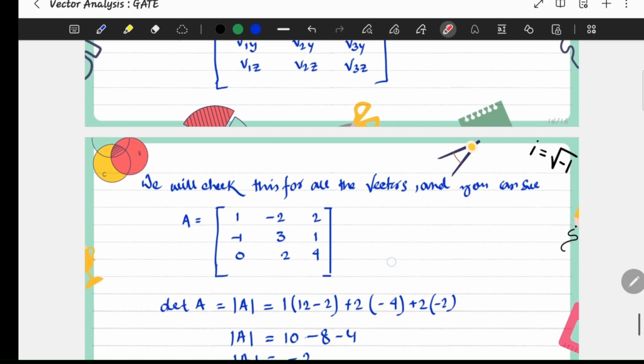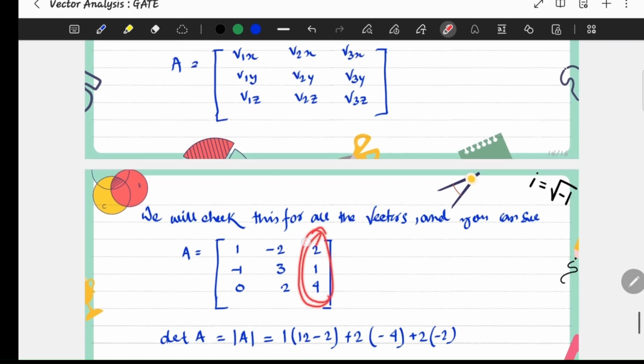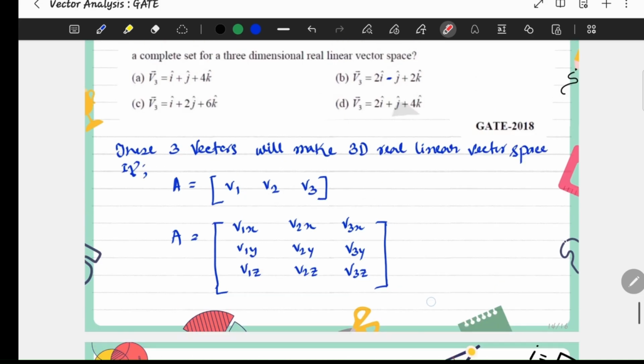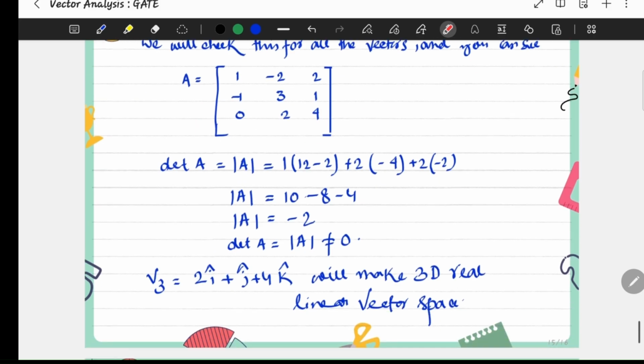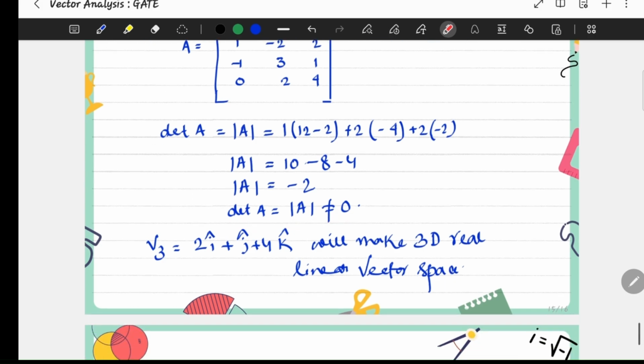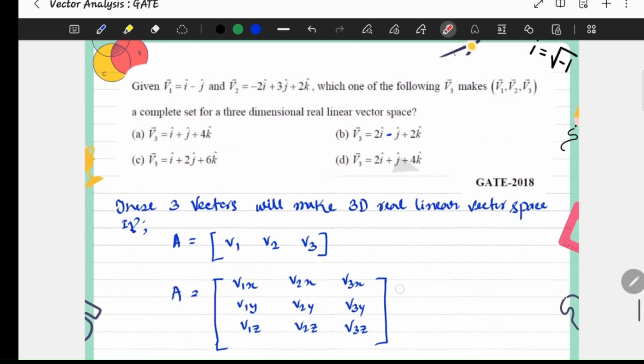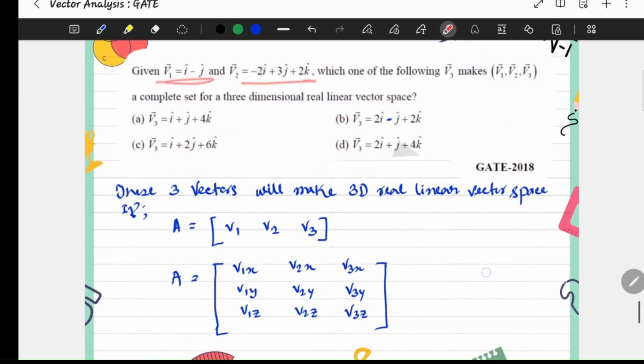So just put the values. If we put 2i plus j plus 4k, no rocket science is there. Just put this vector one by one, and you can see for option D, V3, when you put it there, you will get the determinant not equal to 0. So you can say this V3 will make a 3D real linear vector space with this V1 and this V2.